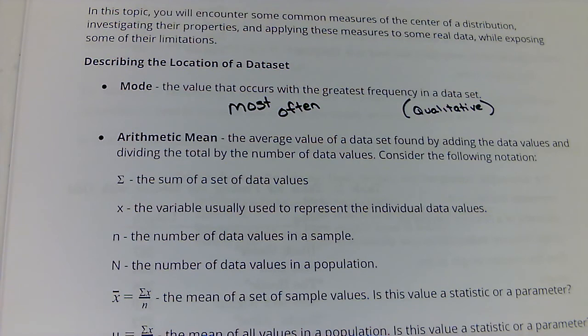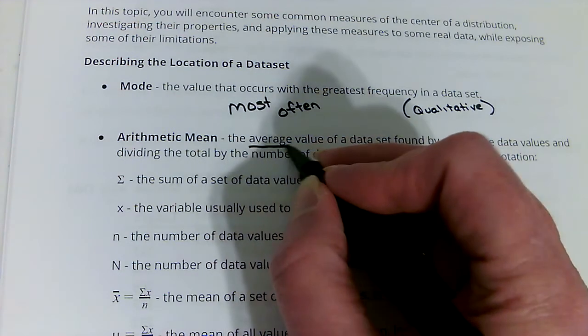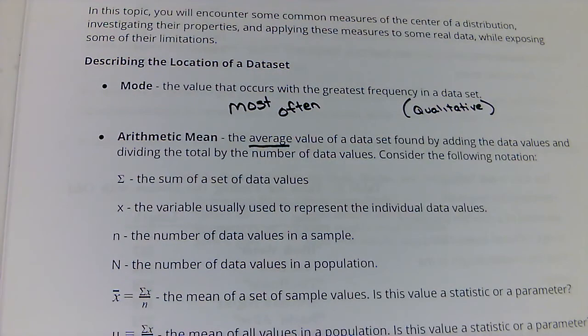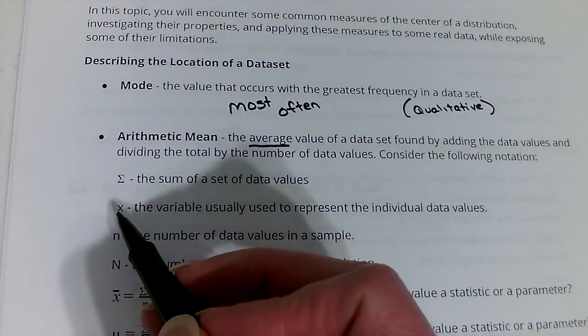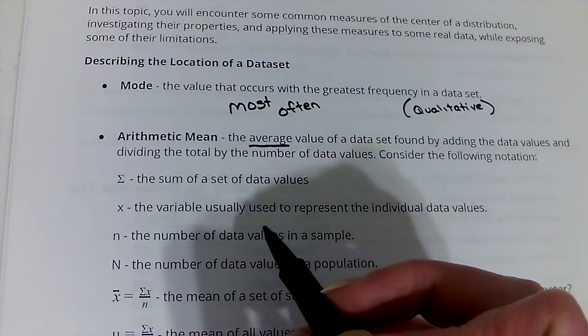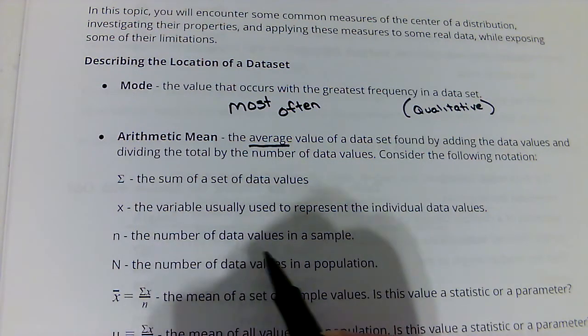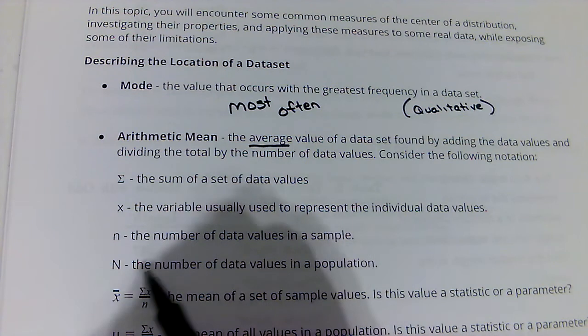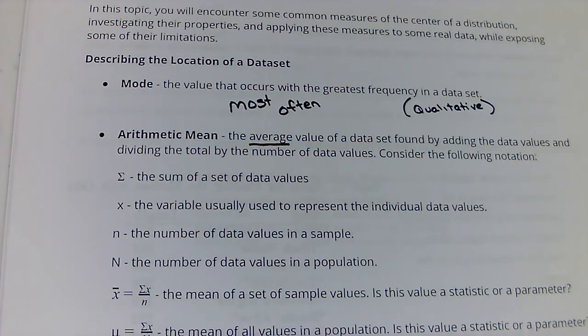Arithmetic mean is another way. So there's some notation that we'll need to talk about. The mean is the average, and it is found by adding up all the values. This symbol means sum. X is used to represent the data values. n is the number of data values in a sample, and capital N would be the number of data values in the whole population.